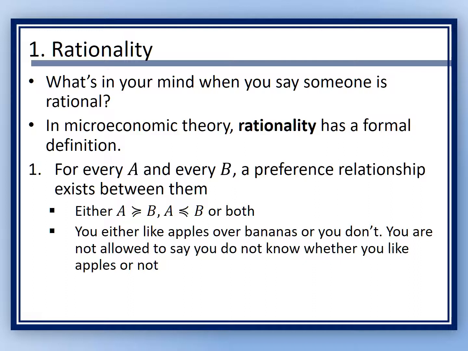What this says is that you either like apple over oranges or you don't. You should be able to tell me what you like. That's what it means. Behind all those mathematical symbols is the idea that you should be able to tell me what you like. Right? You are not allowed to say that you do not know. You can say that it's indifferent. You can say that I'm indifferent between the two, but you can't say I don't know.